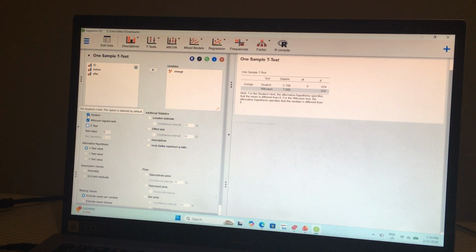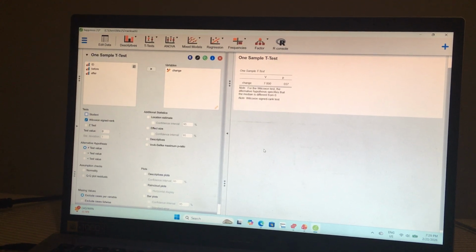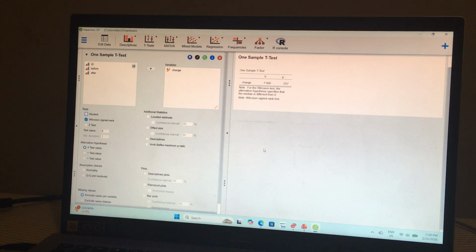Hold on, we're going to follow the book example so we don't confuse anyone. So we did our one sample t-test first, and we get our change value of 7.000 and our p-value of 0.037. And this is for our Wilcoxon test, which is what we have checked off. And that is for the change value.